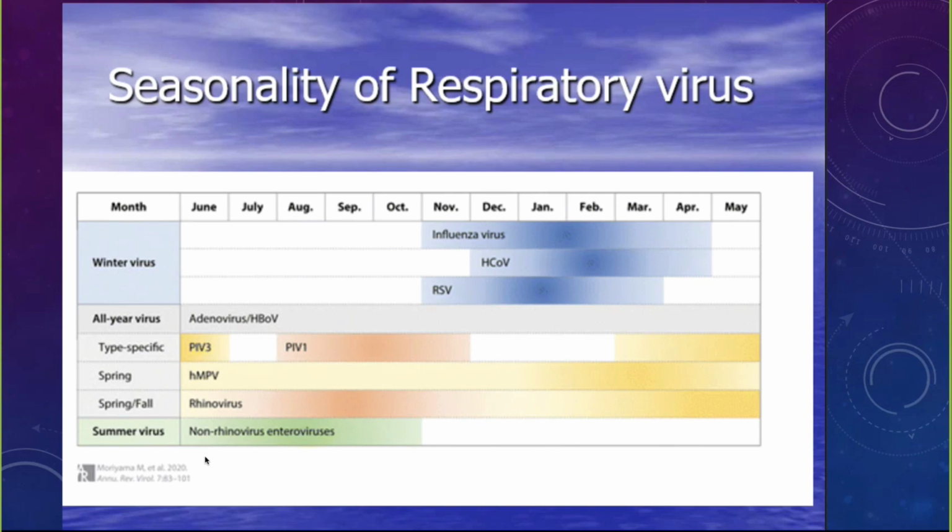Adenovirus is present all year round, the same as coronavirus. Parainfluenza has 2 peaks, depending on the type of parainfluenza, and we're going to talk about the types. Parainfluenza 3 seems to be more towards the spring, and parainfluenza 1 and 2 towards the fall. Human metapneumovirus is late winter and spring, and of course rhinovirus is all year throughout. Summer viruses include the enteroviruses.